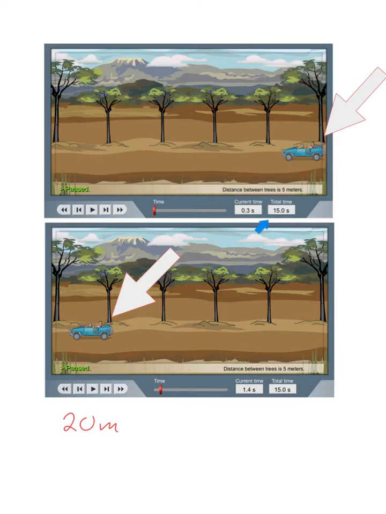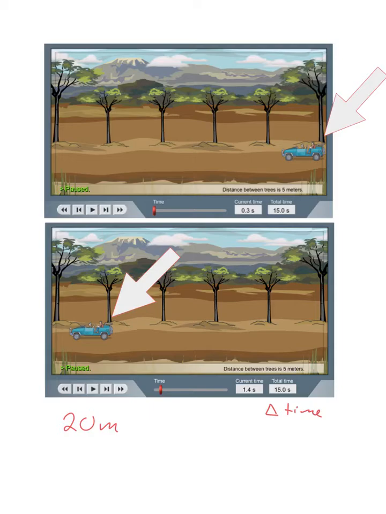The starting time, when the tree was lined up with the car here, was 0.3 seconds, and then after some time passed and the car had gotten to this tree, the time was 1.4 seconds. We're going to have to do just a little bit of math, and what I like to do is to call that the delta time.